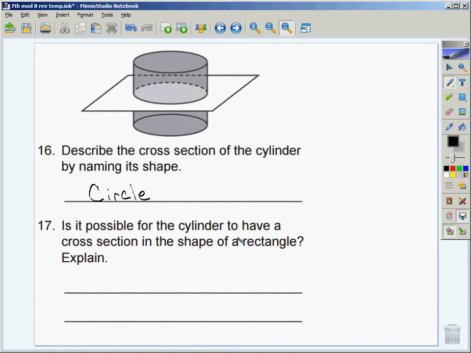Is it possible for a cylinder to have a cross section the shape of a rectangle? If I drew a cross section in here, this would be 90 degrees. That would be my rectangular shape. So the answer is yes. If we draw a vertical plane, in other words, if I sliced it vertically, it would give me a rectangular shape. Questions on 16 or 17.